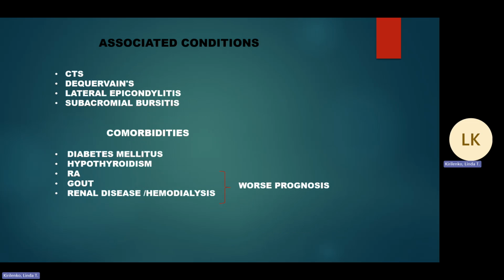Associated conditions include carpal tunnel syndrome, de Quervain's, lateral epicondylitis, and subacromial bursitis. Comorbidities known for the condition include diabetes and hypothyroidism. Especially gout, renal disease, and rheumatoid arthritis are also associated comorbidities, and in the presence of these, prognosis tends to be more guarded.